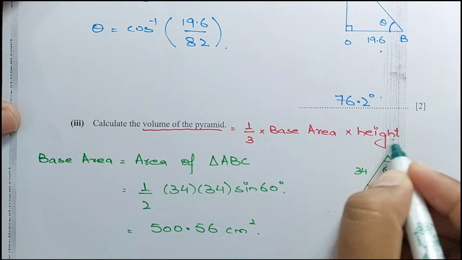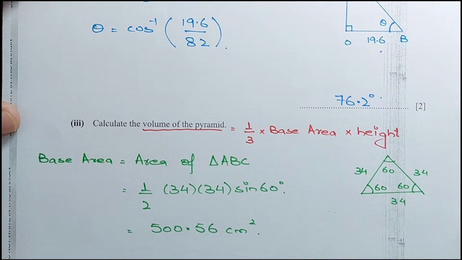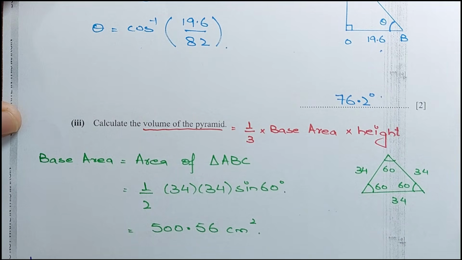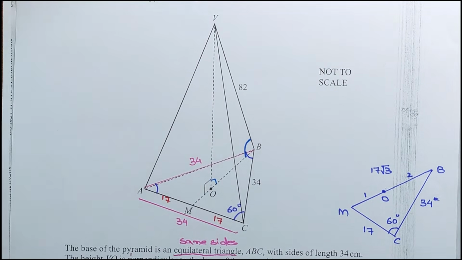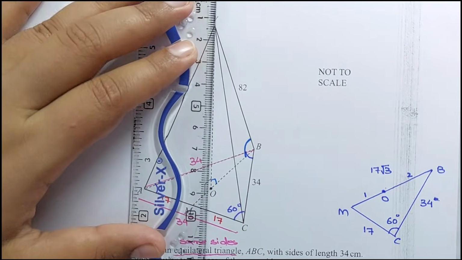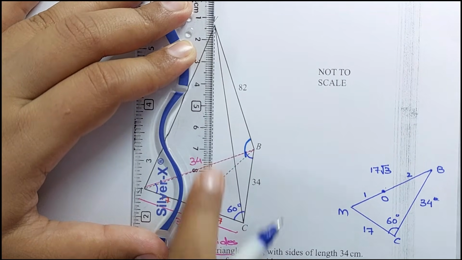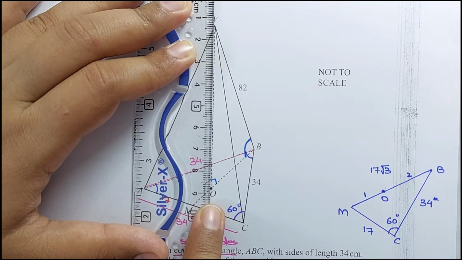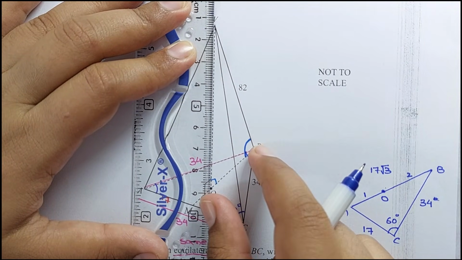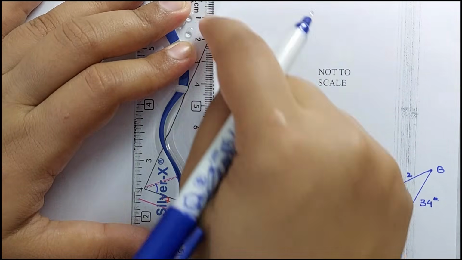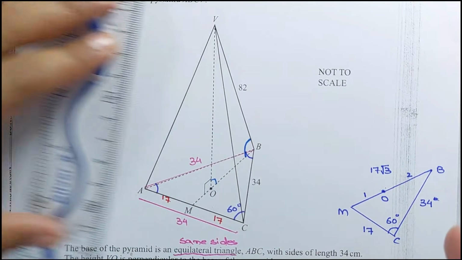Now the next thing is to figure out the height of the pyramid. Okay, look at the height of the pyramid. The height of the pyramid is basically the length of V to O. That is the height of the pyramid. Again, considering the triangle VOB, OB is given, VB is given. We need to just figure out this. It is a right angle triangle.